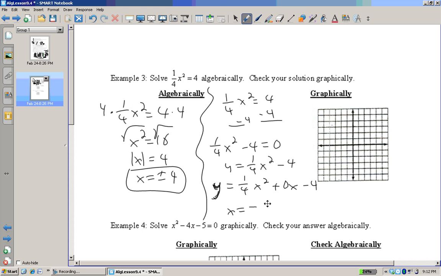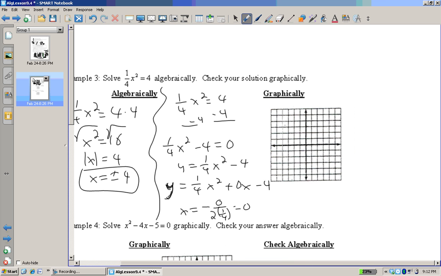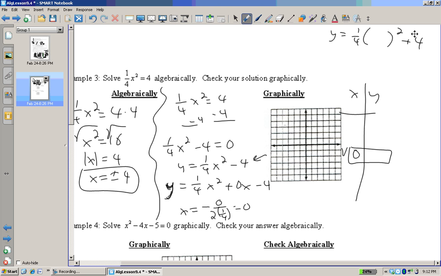X equals the opposite of b, which is 0, over 2a, which is 1/4. Thankfully, it doesn't really matter unless this is 0, which would be undefined. 0 divided by anything besides 0 is 0. So my vertex will be centered at 0. And now I need to go back to the simplified version. And we're going to go up 1, up 2, down 1, down 2, and just see where this goes.